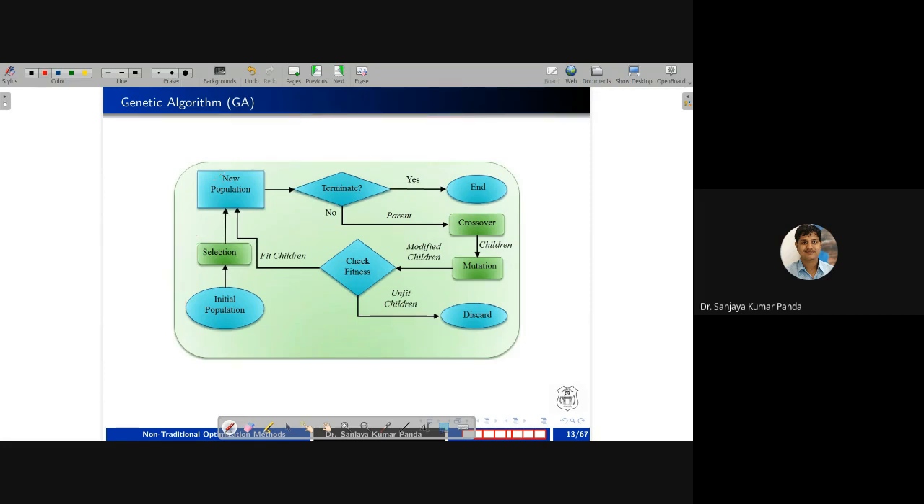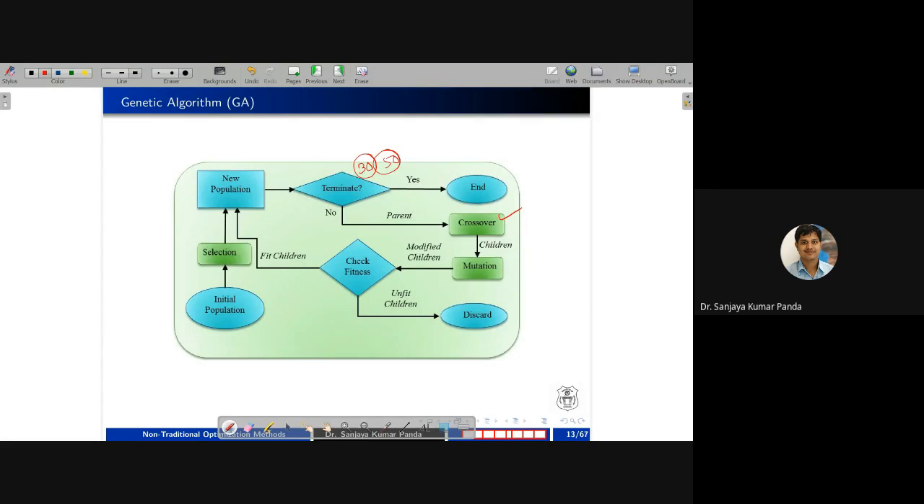Now you can see once the populations are ready with this new population, first you have to check the termination condition. Generally, for the termination condition we consider that after 30 iterations, whatever result you get, we stop, or after 50 iterations, whatever result we have, we stop. So first we will check the termination condition, right? If the termination condition is satisfied, then you have to stop. If the termination condition is not satisfied, then you have to go to the process of crossover.